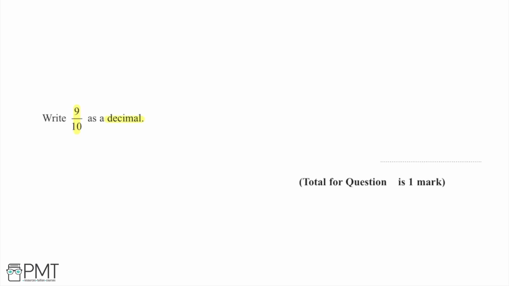So if I write this out here, 9 divided by 10, we're basically making it 10 times smaller, and that's going to give us an answer of 0.9. So the answer to this question is 9 divided by 10, which gives us 0.9 as a decimal.